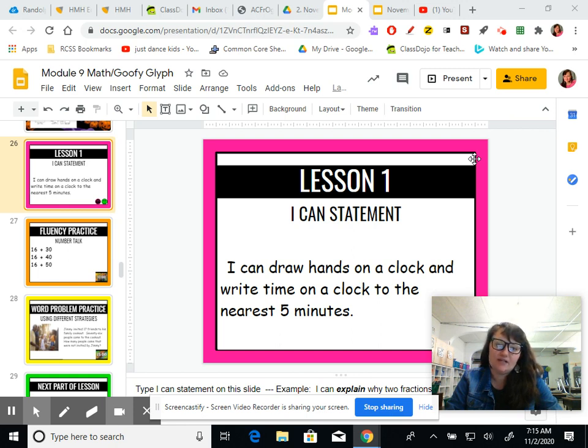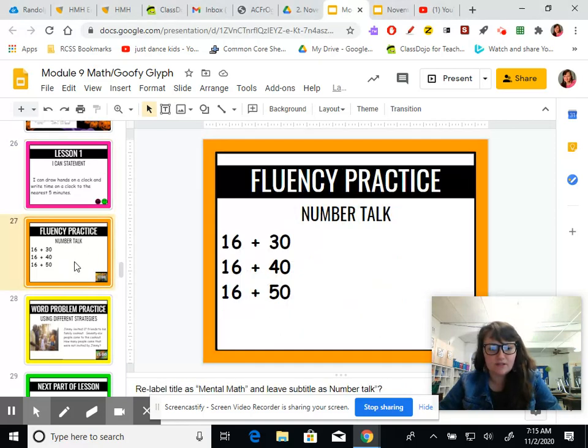Today is Tuesday, November 3rd, 2020, and we are doing the math lesson, which is Module 9.1. You should have these pages already in your packet, and let's get started. Our I can statement is I can draw hands on a clock and write time on a clock to the nearest 5 minutes.